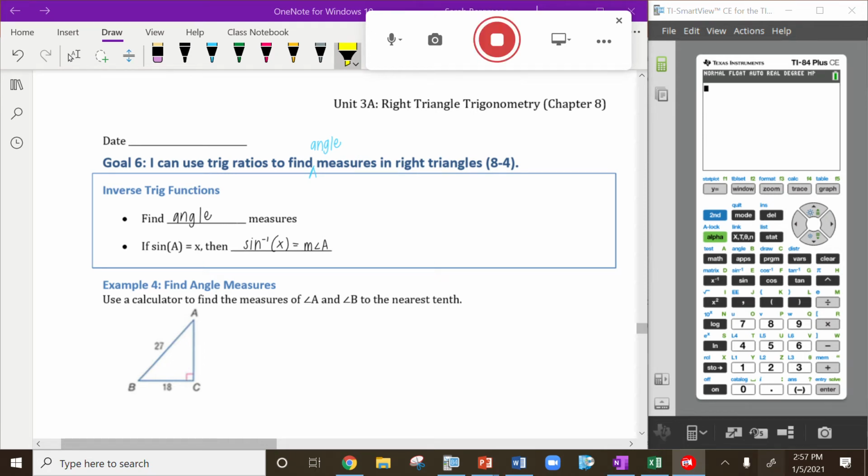Welcome back to another lesson about trigonometry. Today we are going to learn how to use trig ratios to find angle measures in right triangles.